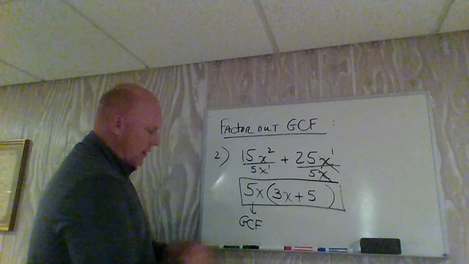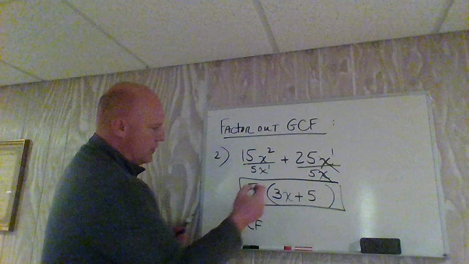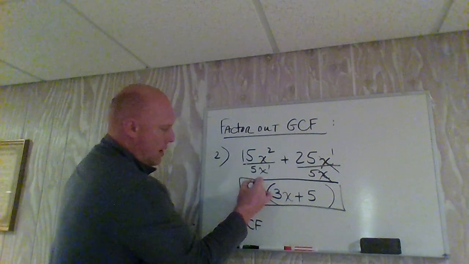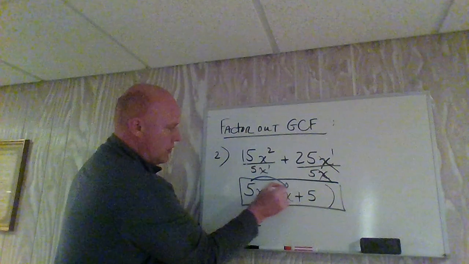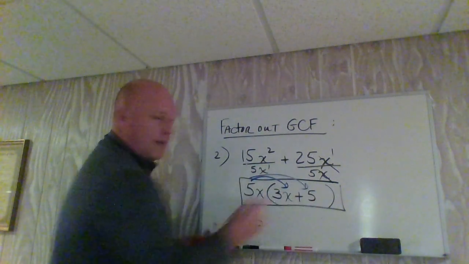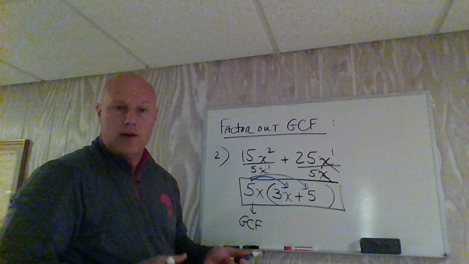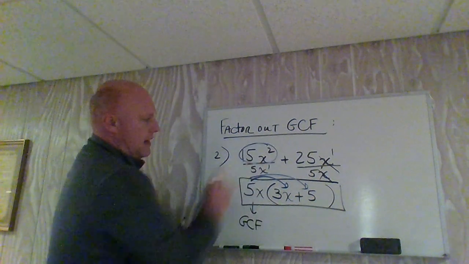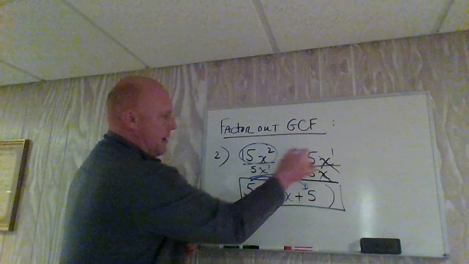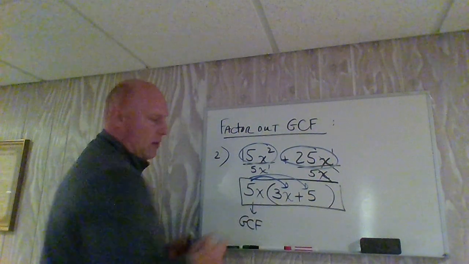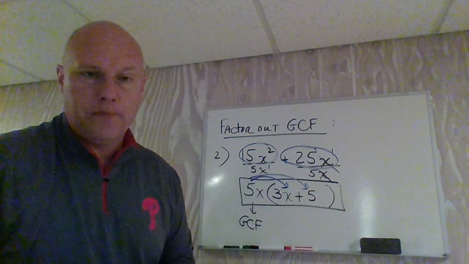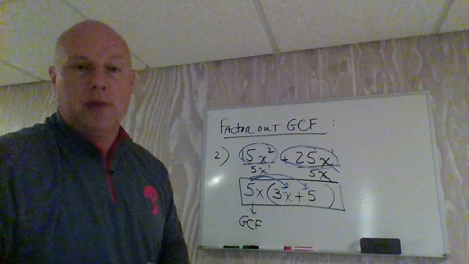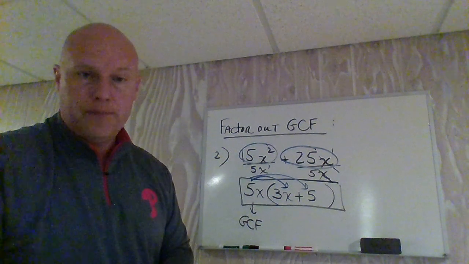And how do you know you're right? Well, we can redistribute. There's nothing else in common other than 1 between those two. So if we redistribute, and we do this kind of as a check method, we could do this in our head. So 5x times 3x would give us 15x squared, and 5x times positive 5 would give us 25x, and now we're back to where we started. Remember, factoring is the reverse of multiplying.